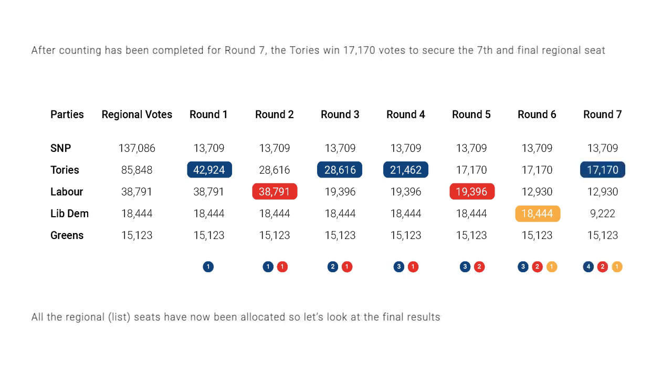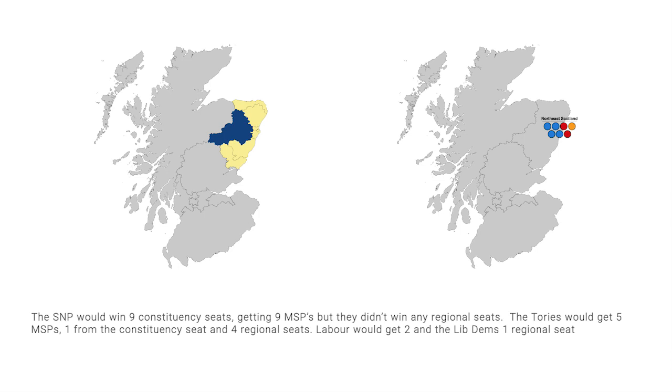After counting has been completed for round 7, the Tories win 17,170 votes to secure the 7th and final regional seat. All the regional list seats have now been allocated, so let's look at the final results. The SNP would win 9 constituency seats, getting 9 MSPs, but they didn't win any regional seats. Baroness Davidson's Tories would get 5 MSPs, 1 from the constituency seat and 4 regional seats. Labour would get 2 regional seats and the Lib Dems 1 regional seat.